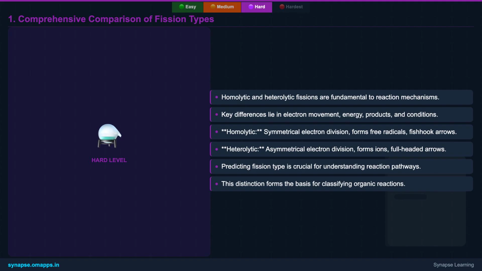This mechanism underpins free radical substitutions and additions. In contrast, heterolytic fission is asymmetrical, with one fragment taking both bonding electrons to form ions. Full-headed arrows illustrate this, and it's favored by polar solvents, significant electronegativity differences, and often catalyzed by Lewis acids or bases. This pathway is central to nucleophilic substitutions, eliminations, and electrophilic reactions. The nature of their transition states also differs, with homolytic fission having less charge separation compared to the highly charged transition states of heterolytic fission.